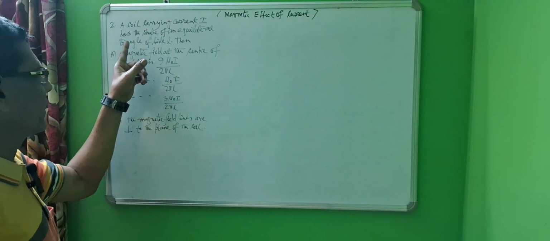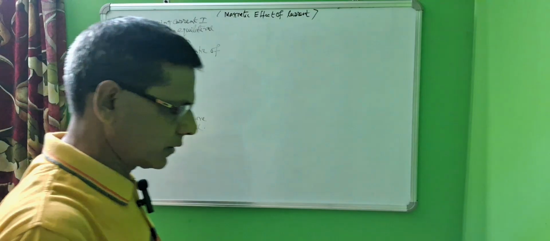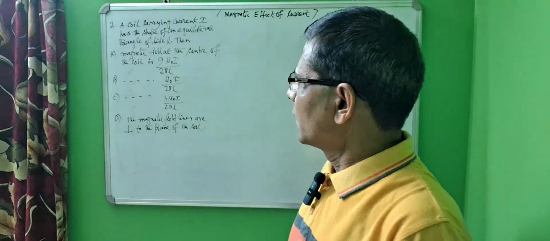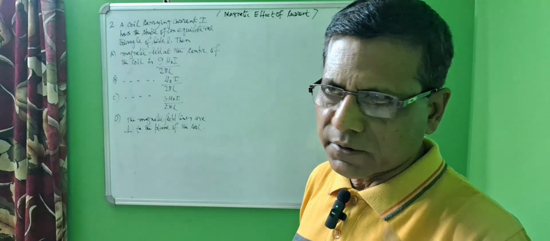Second one is a coil carrying current I that has the shape of an equilateral triangle.